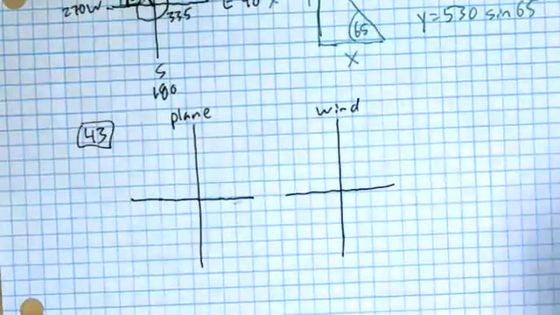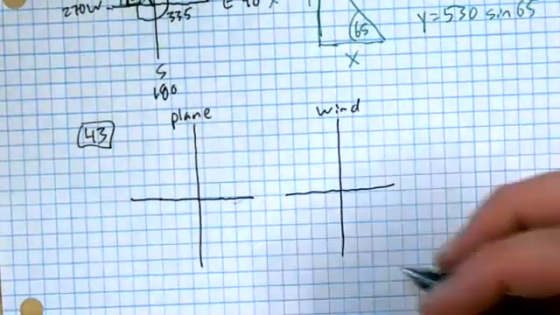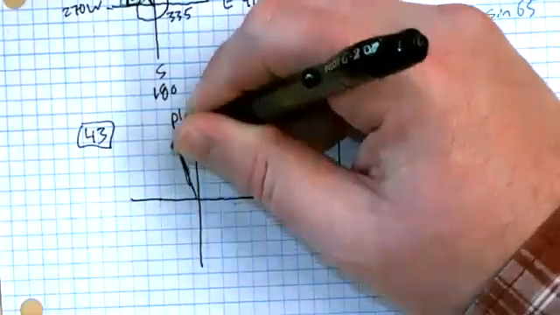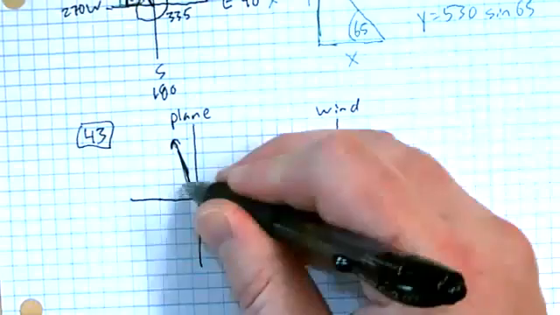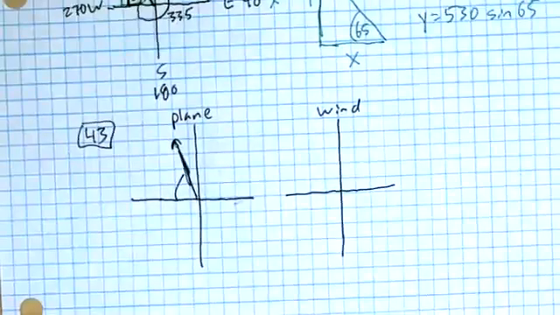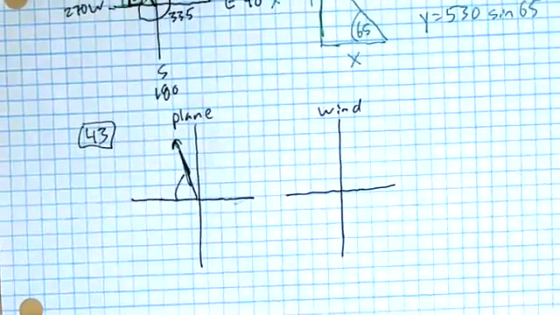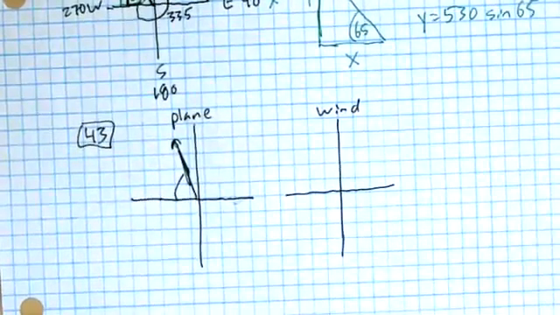So the plane is on a compass heading of 340. So I know that's in this quadrant here. This time, what's my reference angle going to be for 340? You guys with me today or what? What's my reference angle going to be?